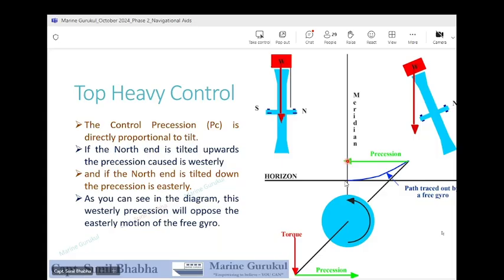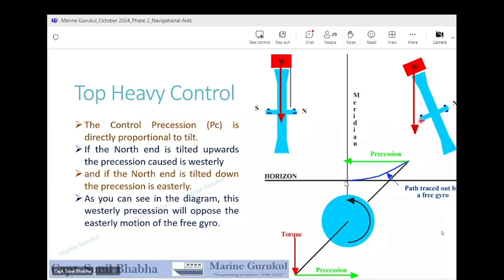Now some important points to keep in mind. Number one, the control precession PC which is generated is directly proportional to tilt. When the tilt was 0, the spin axis was perfectly horizontal. The center of gravity of the weight was directly over and above the COG of the rotor, so it was not generating any torque at all. So the control precession was also 0.